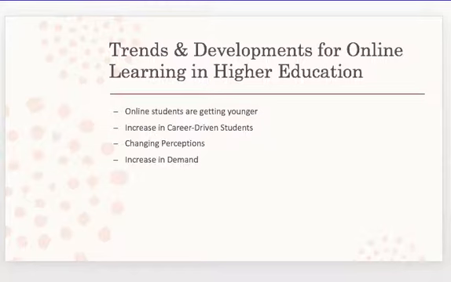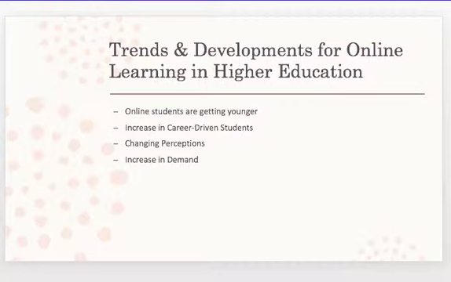Next, trends and developments for online learning in higher education. Online students are getting younger. According to a study done by Dr. Melissa Venable, a writer for bestcolleges.com and highereducation.com, 34% of schools reported seeing an increase in traditional college students ages 18 to 25 concurrently enrolled in high school and college courses. So students in high school are starting to enroll online and complete college classes before they're even done with high school. So that's a trend.